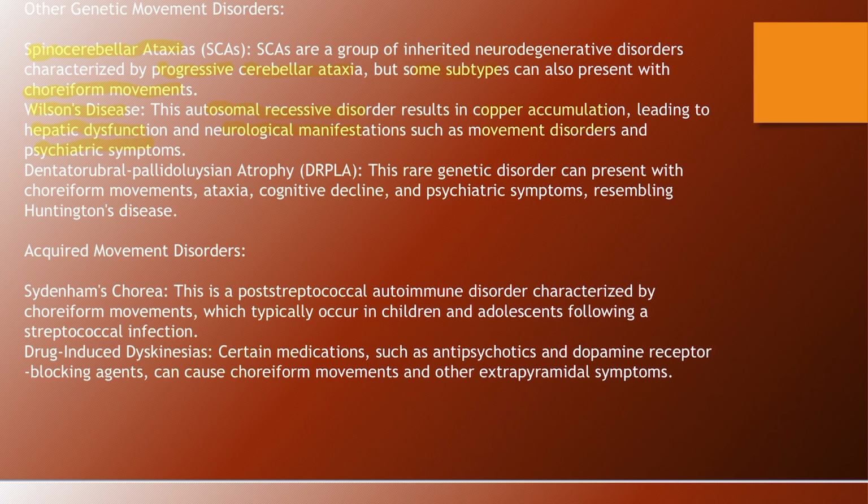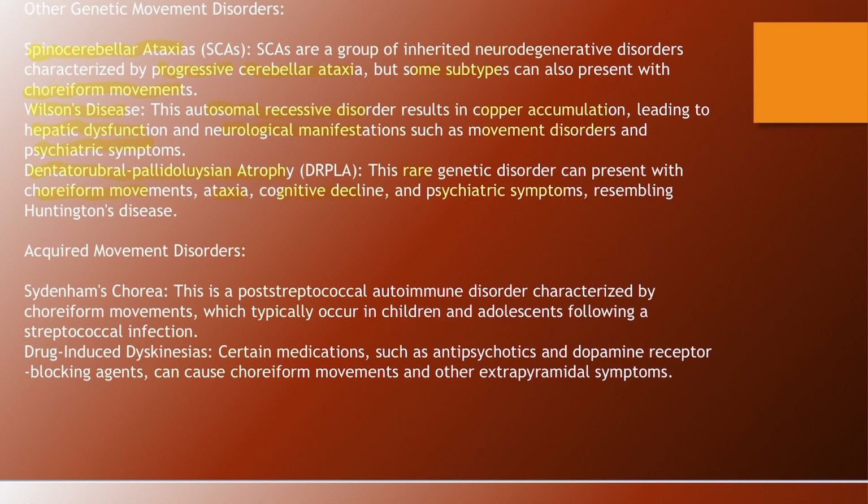This is something called dentatorubral pallidoluysian atrophy, a quite rare genetic disorder which can present with choreiform movements, ataxia, and cognitive decline, as well as some psychiatric symptoms. So it somehow resembles Huntington disease. DRPLA. If you remember it, it's okay. Otherwise, put the other differentials like spinocerebellar ataxia and Wilson's disease. So we have talked about the genetic movement disorders.